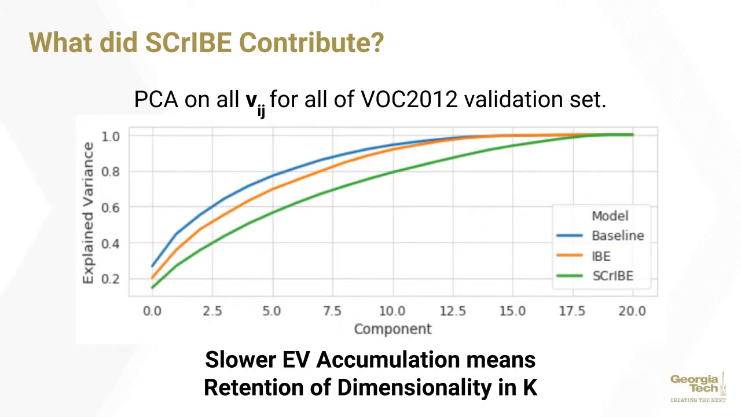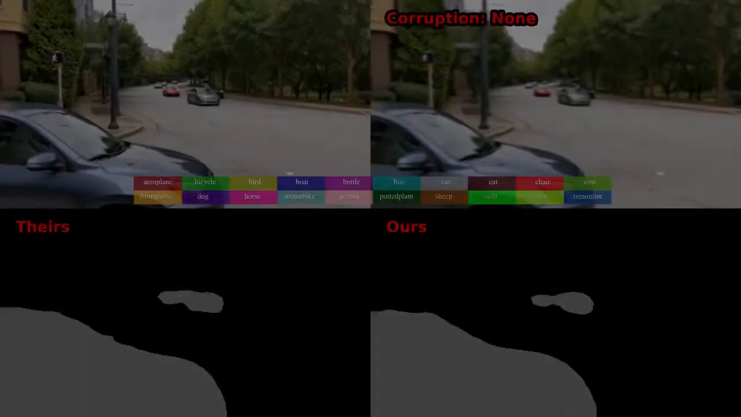This can also be observed when plotting explained variance over all 21 components. SCrIBE's explained variance accumulation is slower, which indicates that the representation learned retains dimensionality closer to that of the number of components, which in turn helps with robustness by reducing the impacts of perturbations within the representation space.